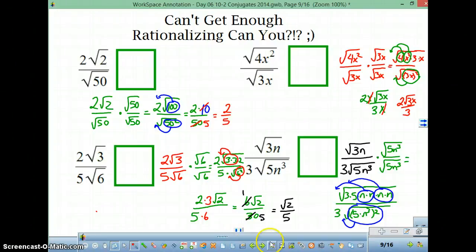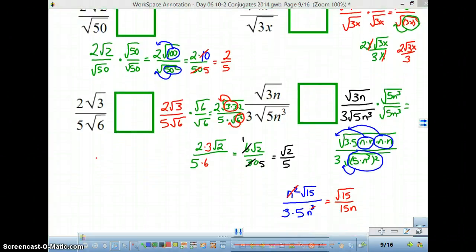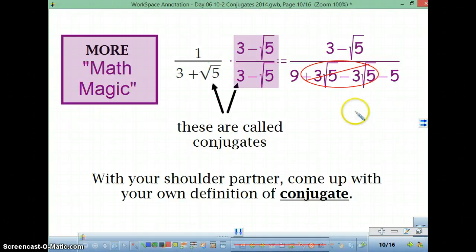Right, welcome back. Sorry the video cut out, but here is that problem all worked out. Hopefully you can follow along. And let's move on to dealing with conjugates.